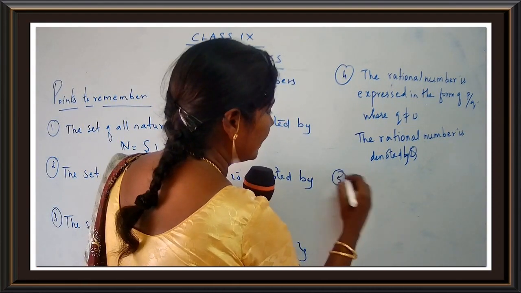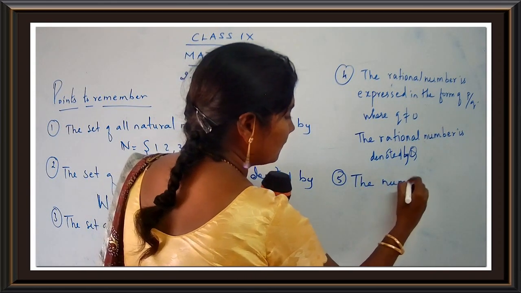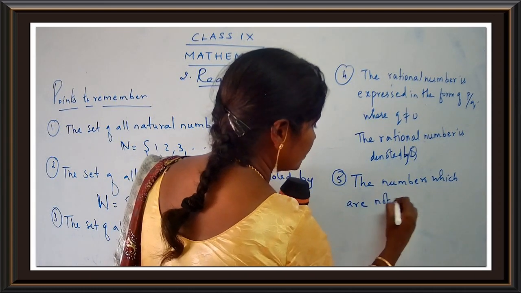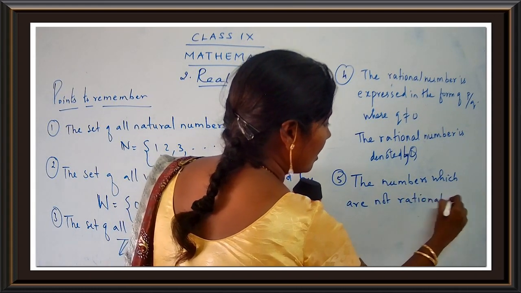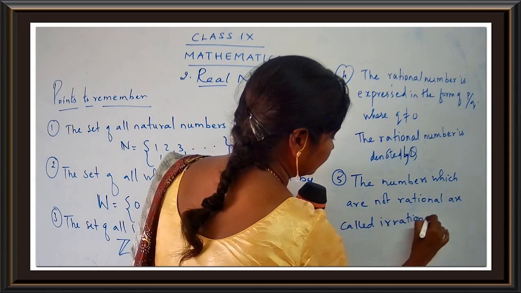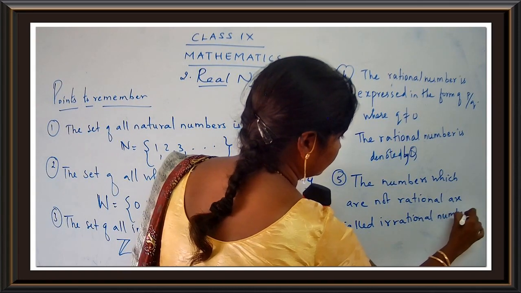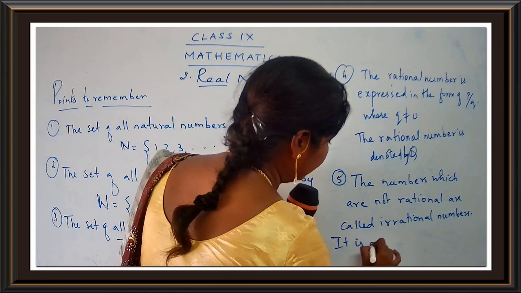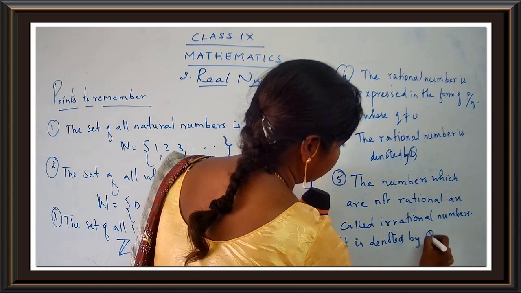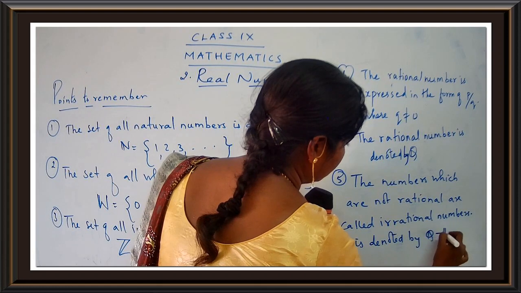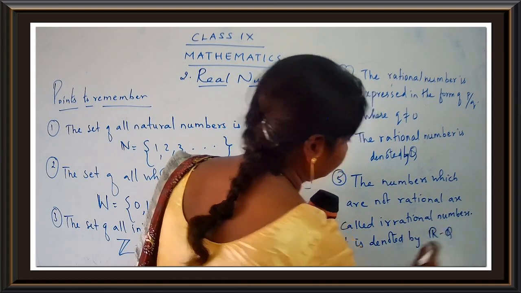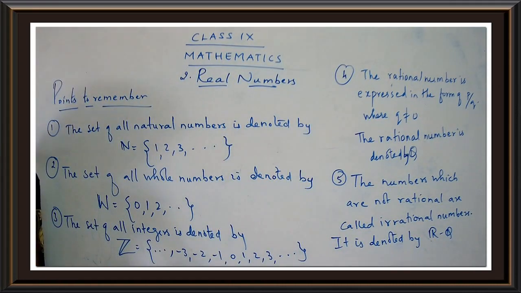A simple definition, write on. The numbers which are not rational are called irrational numbers. It is denoted by R minus Q. Okay. It's denoted by R minus Q.